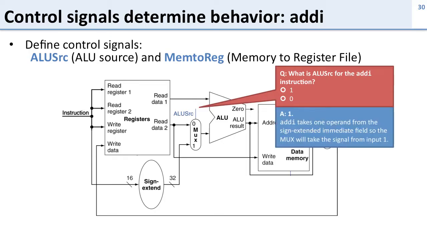Well, add immediate takes one operand from the sign extended immediate field. So the mux is going to take the signal from input 1. So we have one input from the register file, and one input is going to come from the sign extended immediate.